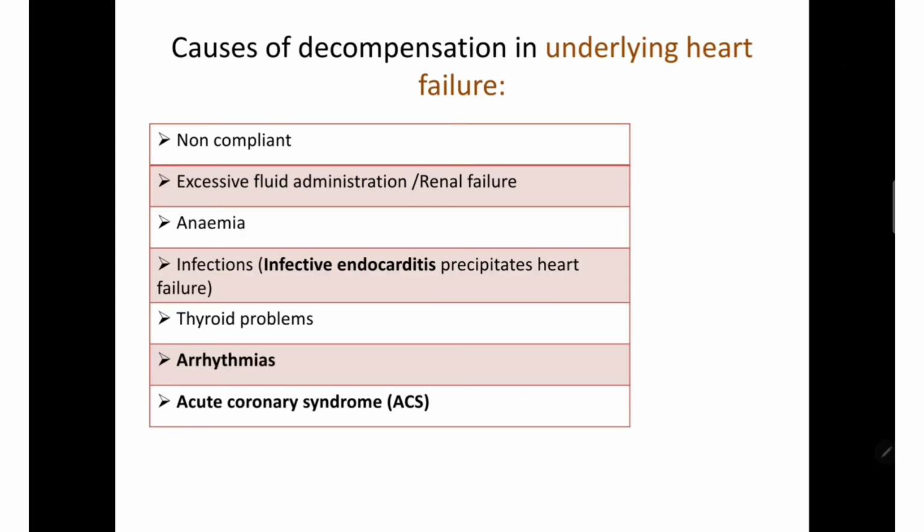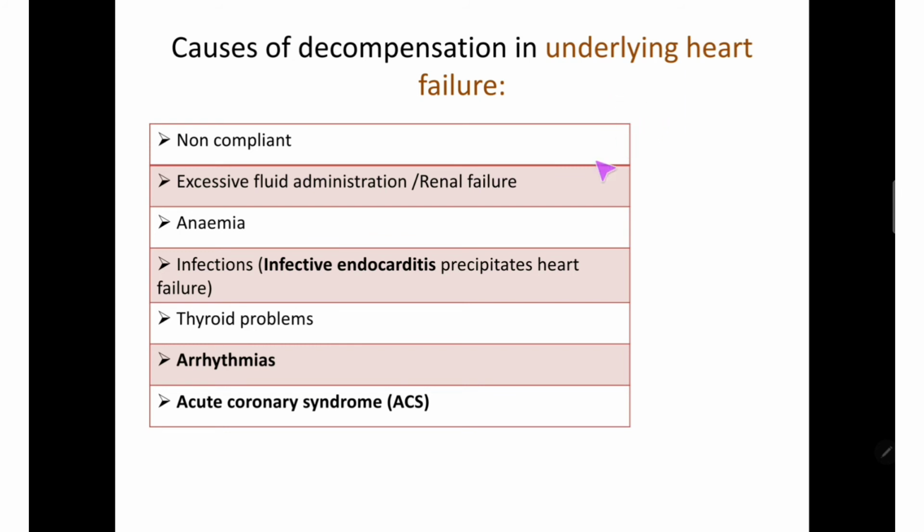So now, after understanding what acute decompensated heart failure is, the two categories and the four different stages of patients, let's look into the causes of decompensation in a patient with underlying heart failure. That means the 80% of patients with acute decompensated heart failure who already have an underlying heart failure. So what are the causes of decompensation so that the patient goes into acute heart failure? This is a very important question, which we mostly get in viva.